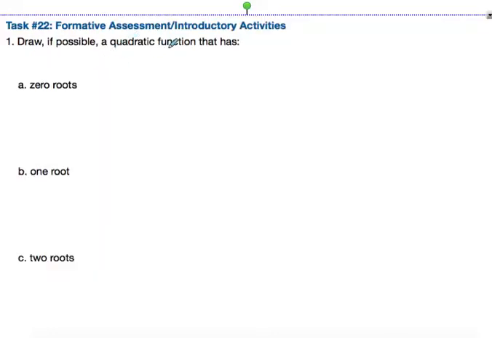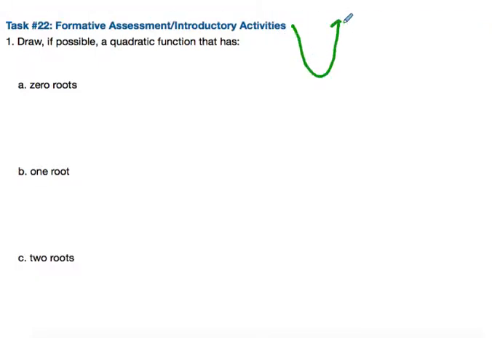Draw, if possible, a quadratic function that has 0 roots. All right, I'm not going to do these with you, but I'm going to show you what you have to do. A quadratic function would look like this, or would look like this. That's the only two things you can draw.